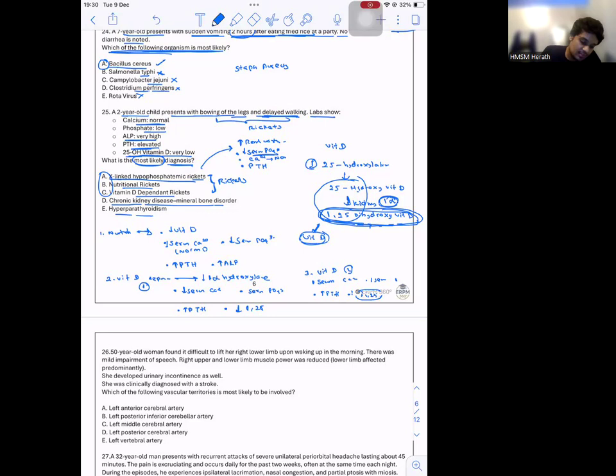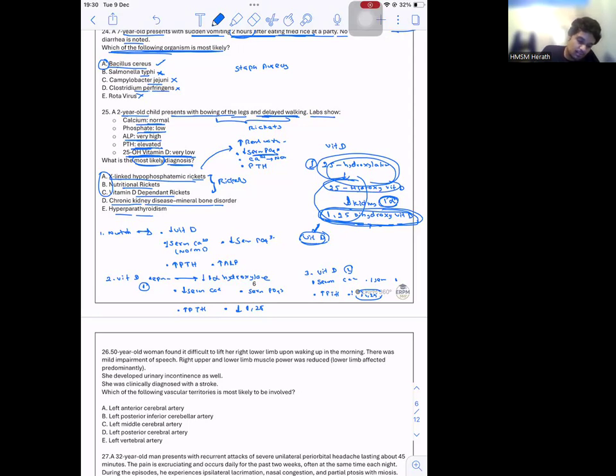Okay, now here the calcium level is normal. Phosphate is low, right? And the ALP level is very high. PTH is elevated. 25 hydroxy vitamin D is very low. What is 25 hydroxy vitamin D? It is this form, this one. This one is very low, right? So what does it indicate? Can it be X-linked hypophosphatemic rickets?